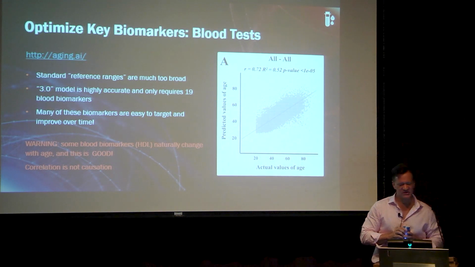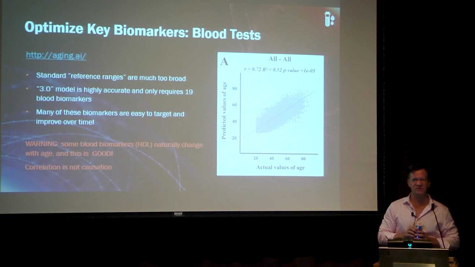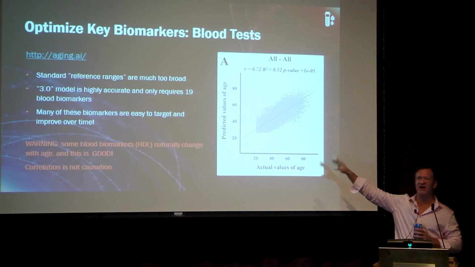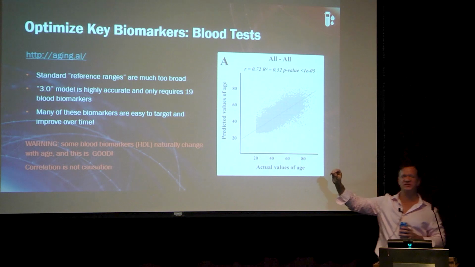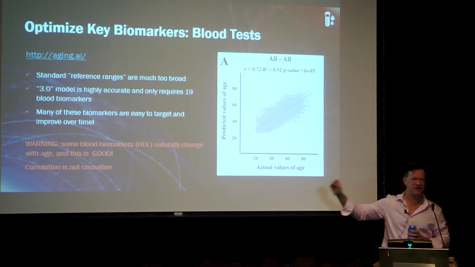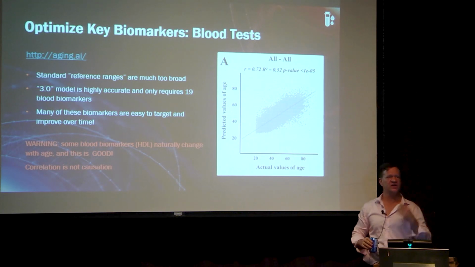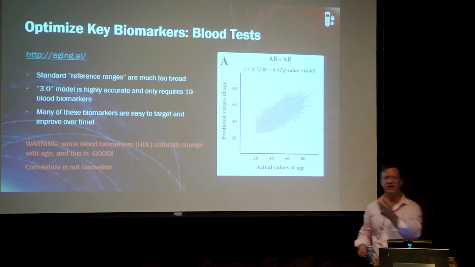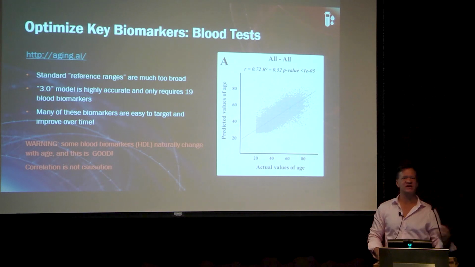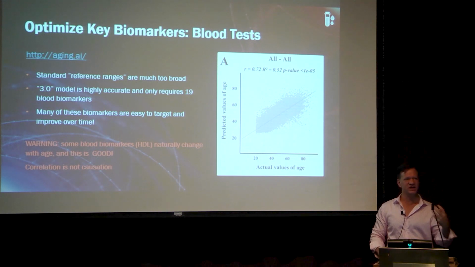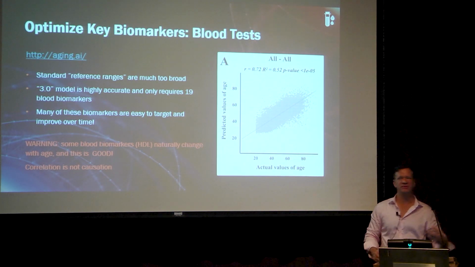It's pretty powerful stuff. Many of these blood biomarkers are really, really easy to target and improve over time if you know how to do them. Now, I have to make a disclaimer because that's not actually true for everything on here. There are some things that change over time and you want them to change over time. HDL cholesterol is a perfect example. When we're young, our HDL cholesterol tends to be pretty low. As we get older, it goes up. The reason it goes up is HDL is good for you. It's positive. It's a protective mechanism in your body. And as we get older, our body is producing more of it.